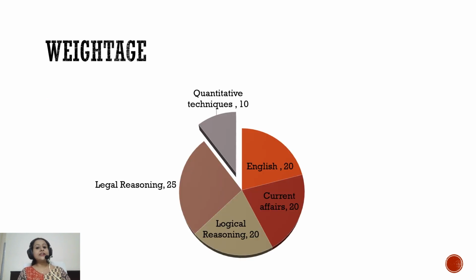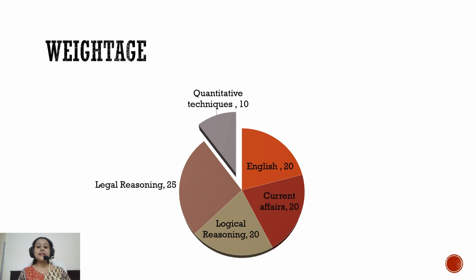So coming to the weightage part, this is the pie chart you can see, where percentages are mentioned. Legal reasoning will have 25% of the total questions, followed by 20% in logical reasoning. General knowledge and current affairs will have 20% weightage, and English will also have 20% weightage. Now you can see quantitative techniques has only 10% weightage. Now this is the catch.